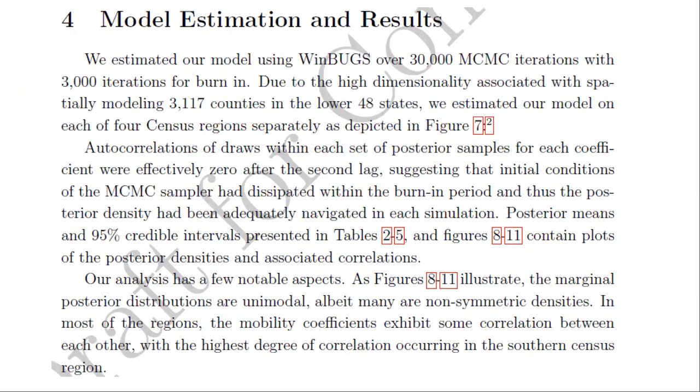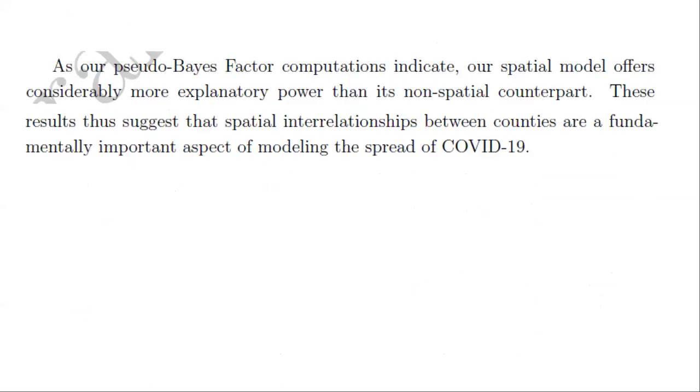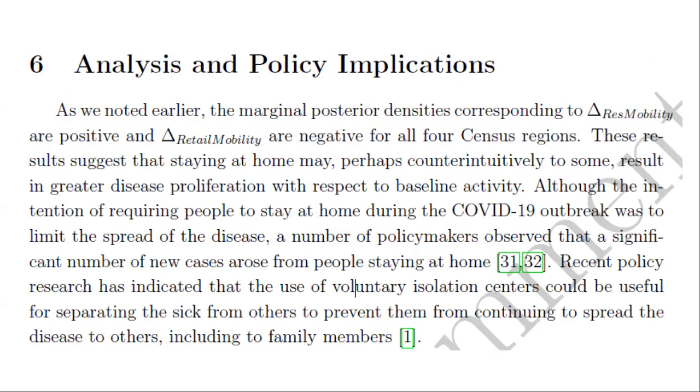And the model estimation results, we're running out of time. So notable results: the marginal posterior distributions are unimodal. In most of the regions, the mobility exhibits some correlations with each other, with the highest degree of correlation occurring in the southern census region. And going into a little bit more detail, talking about some of the values of the constants and a little bit of the effect of different regions of the country behaving differently. At the end of the day, they actually say that when you do the analysis, there is some explanatory power provided by taking into account spatial connectedness or closeness. And then there are some policy implications of this, and some counterintuitive results about staying home, going to the parks and whatnot. And then of course you have to wonder, how have these things changed now versus when things started?